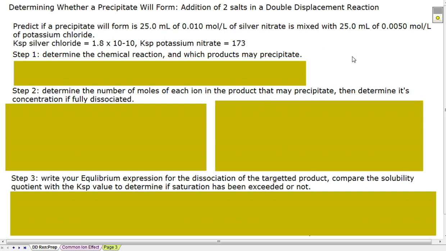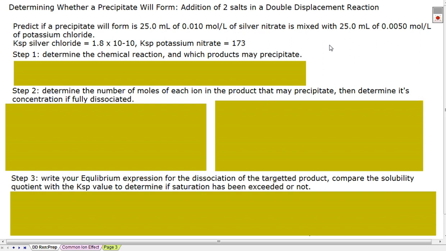So in this case we have an example of silver nitrate being mixed with potassium chloride, and we're going to determine if there is any chance of one of those new salts precipitating out. So the two possibilities of salts are silver chloride and potassium nitrate. And we take a look, our KSP values: for silver chloride, it's 1.8 times 10 to the minus 10, and potassium nitrate is 173. So right now we need to ask ourselves a question. If KSP is large, what does that mean? If KSP is small, what does that mean?